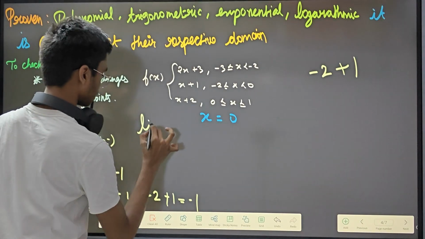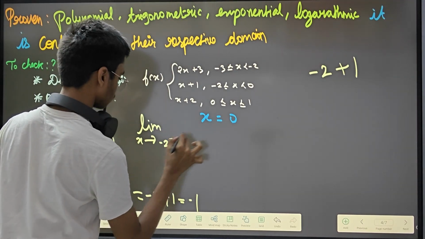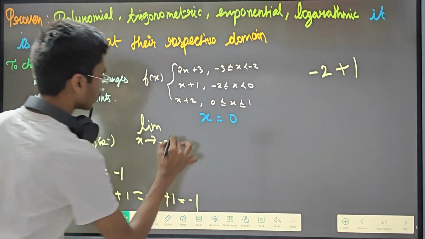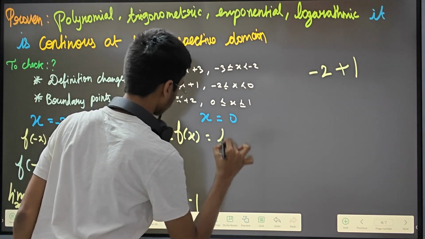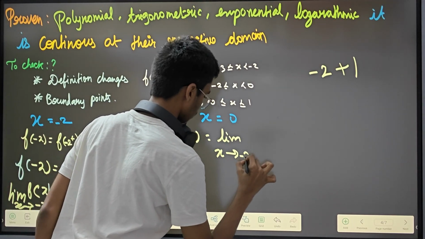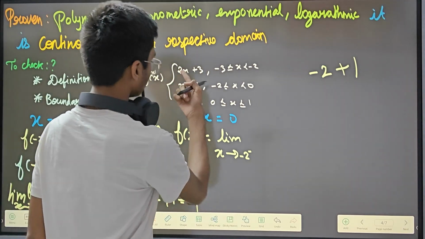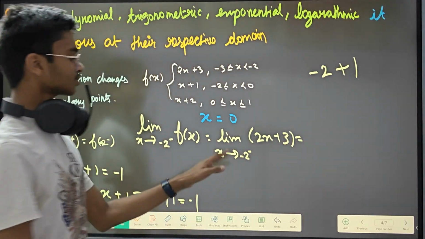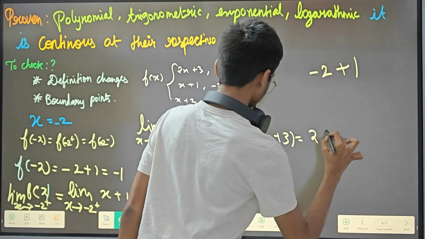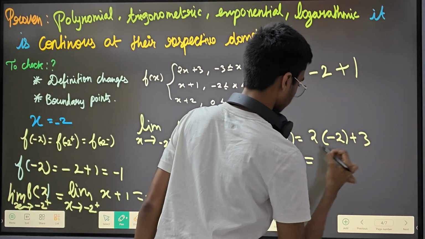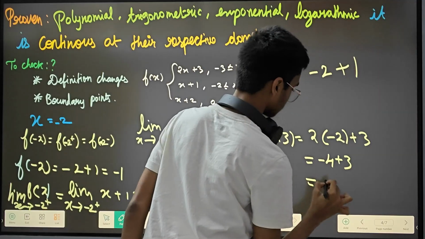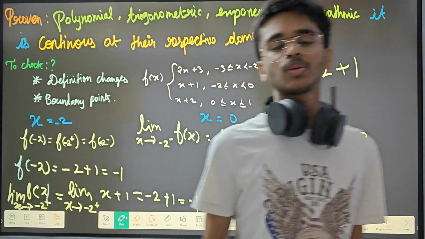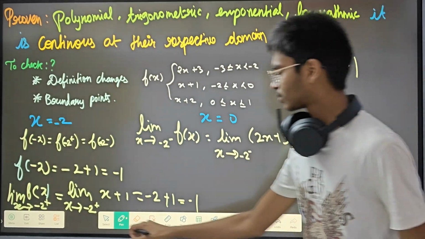Okay, then next is limit x tends to minus 2 minus. Here you are going to use this other function. So f of x is equal to limit x tends to minus 2 minus of 2x plus 3. Now put the value: 2 into minus 2 plus 3, which is equal to minus 4 plus 3, which is equal to minus 1. See, in all the cases it is minus 1. So that means it is continuous at minus 1.